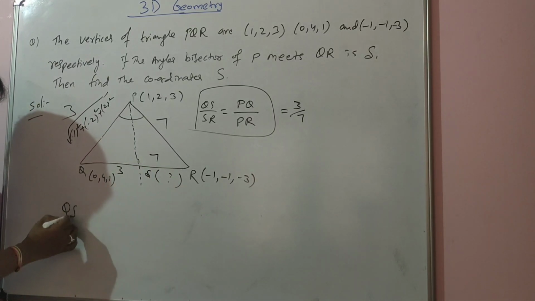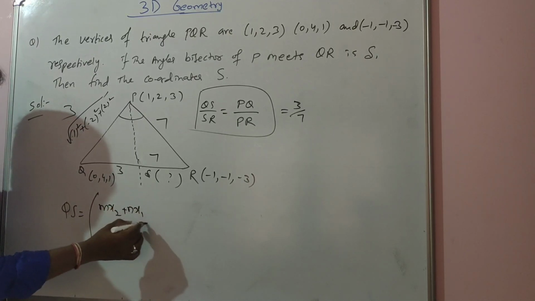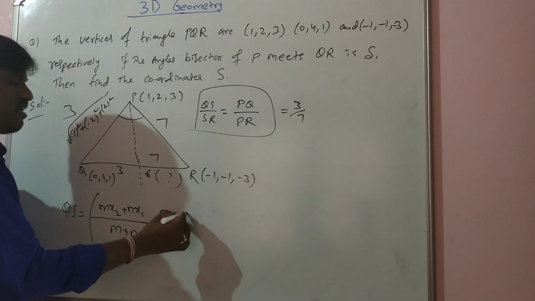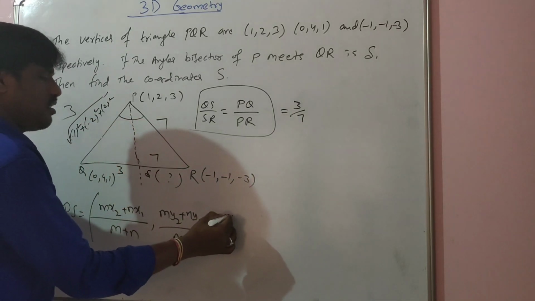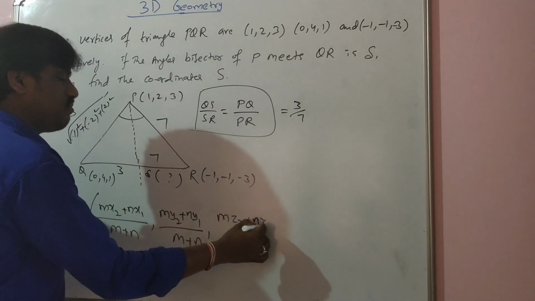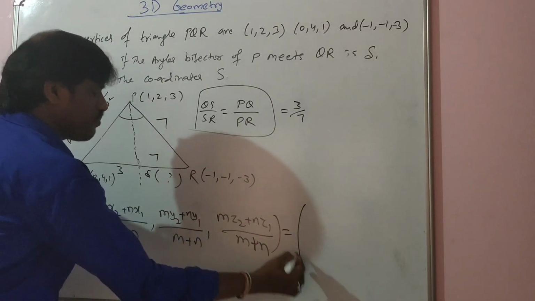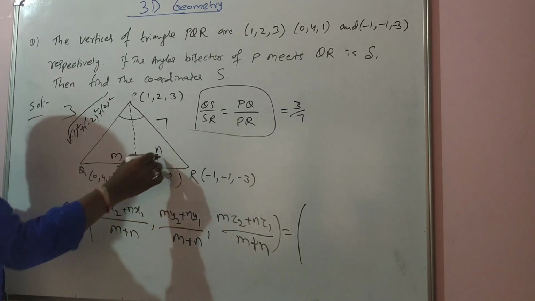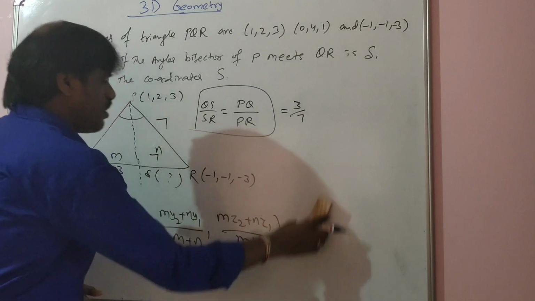So for S we have the section formula: (mx2 plus nx1) by (m plus n), comma (my2 plus ny1) by (m plus n), comma (mz2 plus nz1) by (m plus n). This is what we have, right? So according to this, m is nothing but 3 and n is nothing but 7. Just substitute in that, we will get the answer. That's what you have to do.